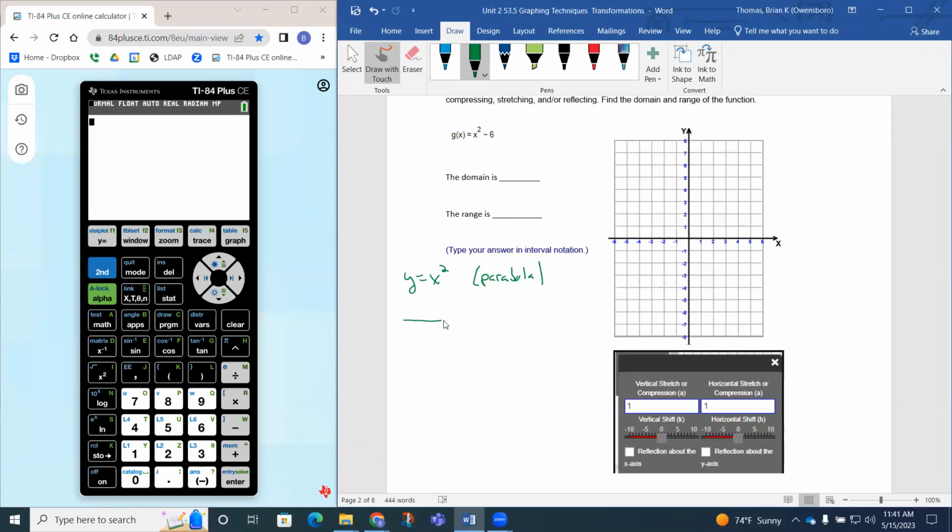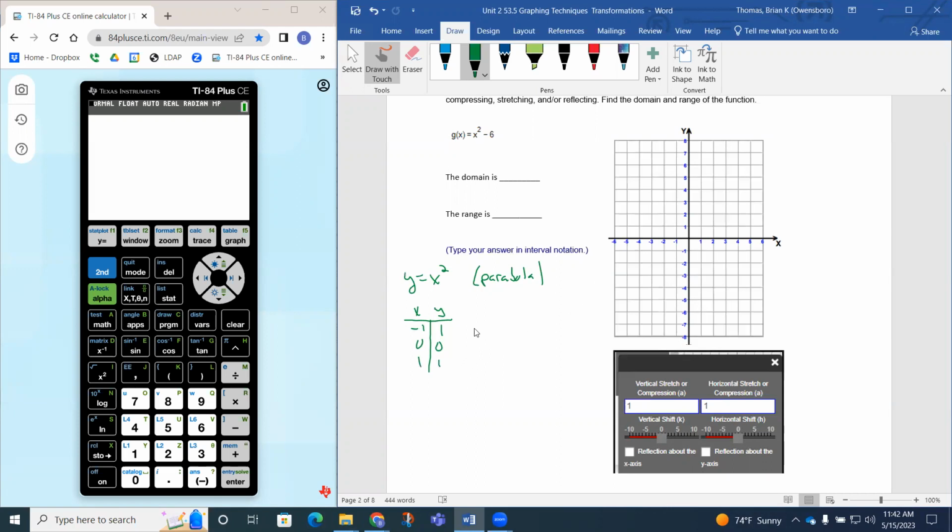So as far as some critical points go, if we have negative 1 going in squared, that gives me a 1. 0 goes in, 0 squared is 0, and 1 squared would give me 1. So negative 1, 1, 0, 0, and 1, 1.